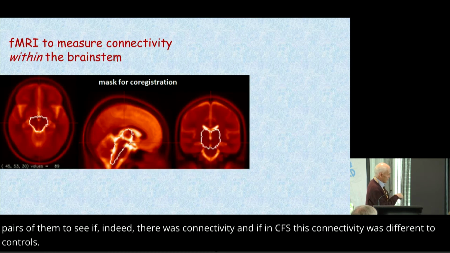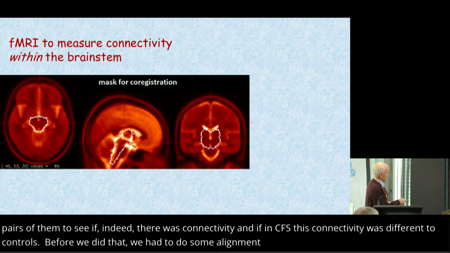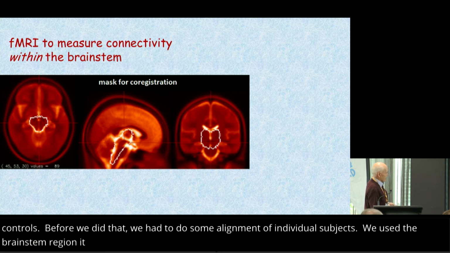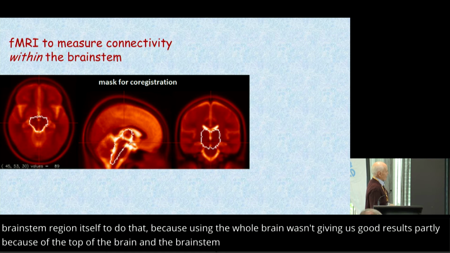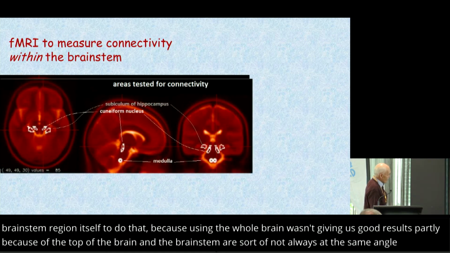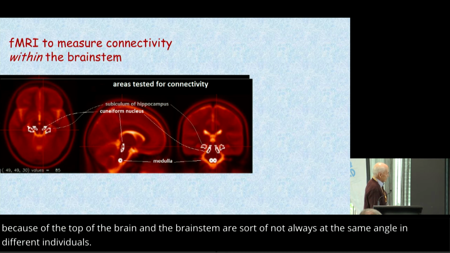Before we did that, we had to do some alignment of individual subjects, and we used a mask. We just used the brainstem region itself to do that, because using the whole brain wasn't giving us good results, partly because the top of the brain and the brainstem are not always at the same angle in different individuals. And so these are the areas we tested for connectivity.